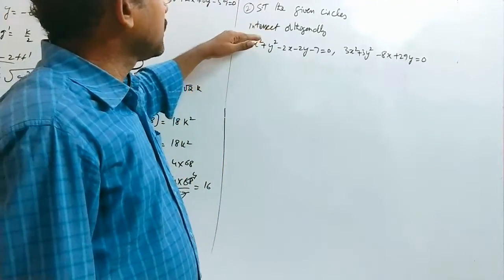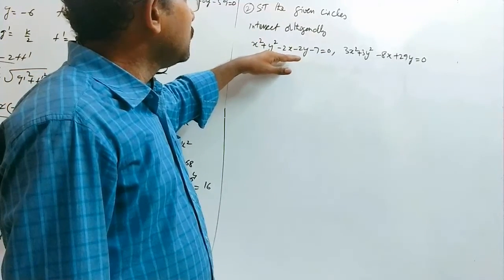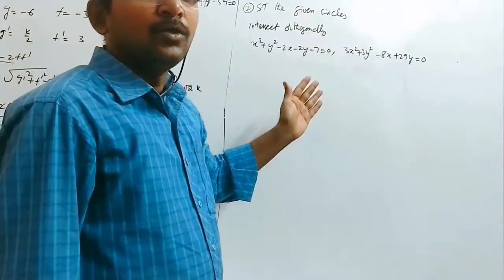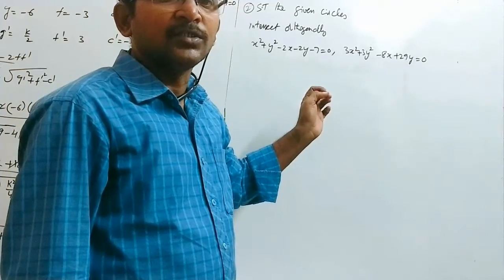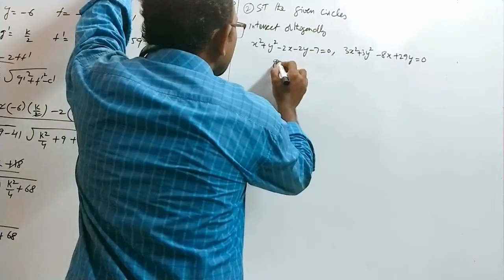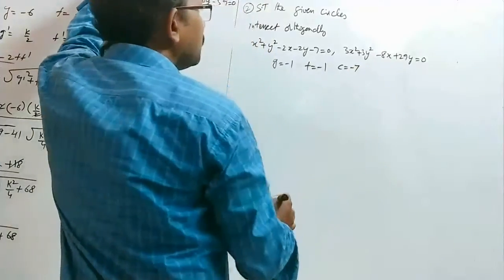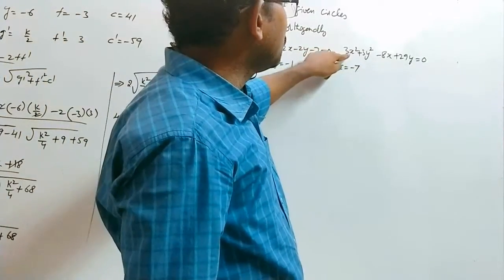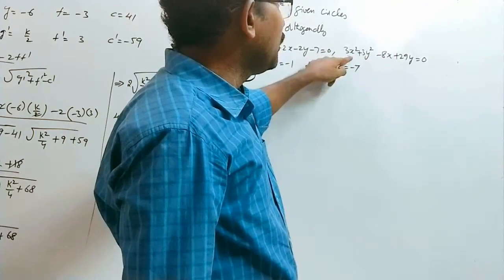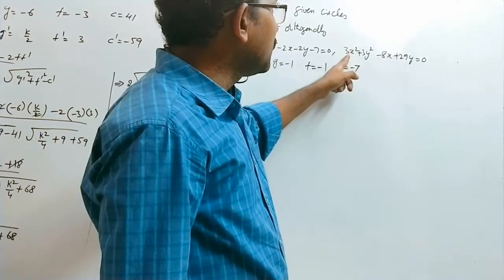Show that the given circles intersect orthogonally. Here, given that we have to prove that these two circles are intersecting orthogonally, that means these two circles satisfy the condition 2g g dash plus 2f f dash is equal to c plus c dash. Now let us prove. Here g is equal to minus 1, f is equal to minus 1, c is equal to minus 7. Here in this circle you have to observe that the coefficients of x square and y square is 3. So before going to find the values of g dash, f dash and c dash, you have to divide the total equation with 3.